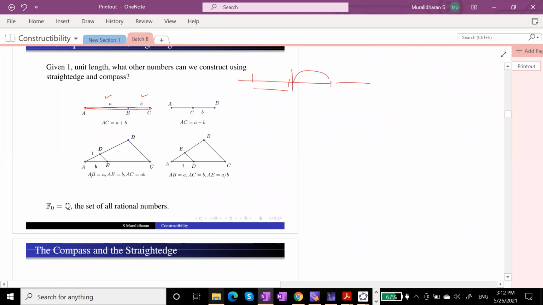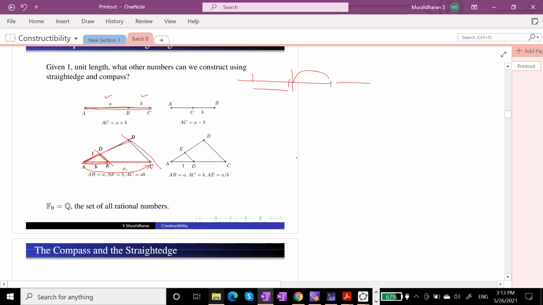And for A by B, let us follow this one. So you just construct this triangle. I construct this triangle with sides 1 and B, any angle, it doesn't matter at all. And then extend this line and mark off A here. Then extend this line and draw a parallel to this one. Now I have this triangle ADE parallel to ABC.